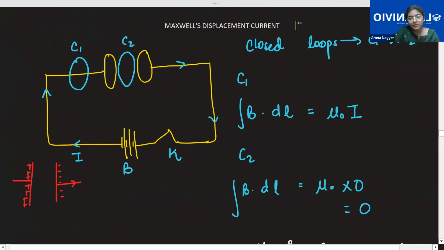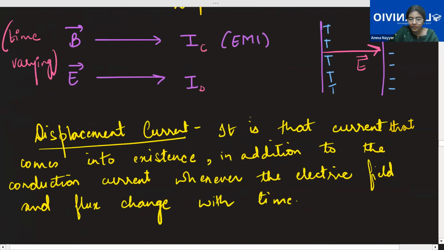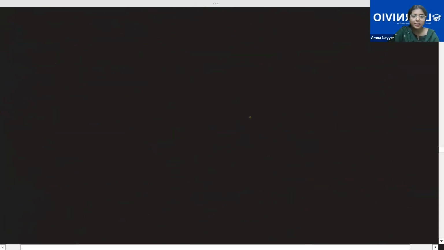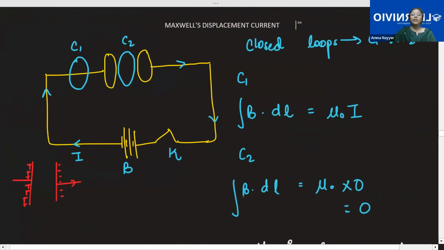Am I clear till here? Ali and Ubaidullah? Yes, ma'am. Till here, have you understood? Okay. Consistency part we'll discuss later. First, copy till here. Then we'll continue.